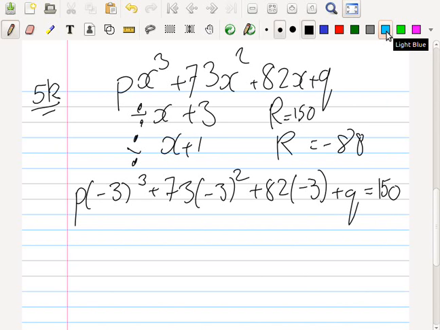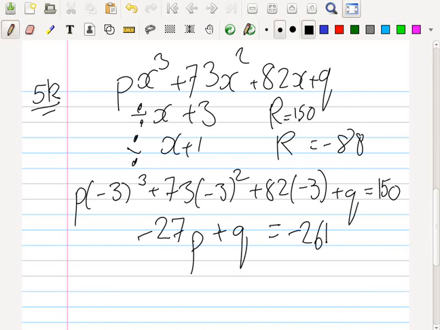Okay, so we have minus 27. Yeah, no, that's minus 27p plus q. I'm trying to get the number on this side. Minus 261. No, are we all getting different numbers here? Let's double check. Yeah, minus 261. Yeah, okay, fine, good. So that's our first equation.